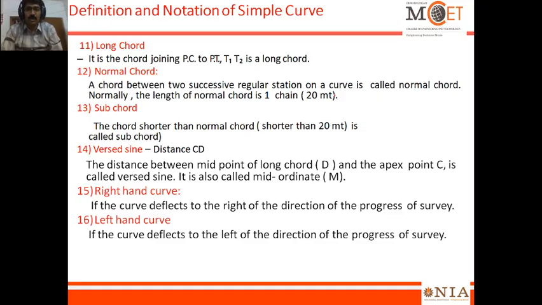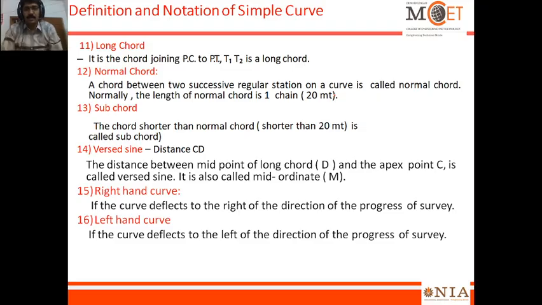Normal chord: a chord between two successive regular stations on a curve is called a normal chord. Normally the length of the normal chord is one chain, which may be 20 meter or 30 meter. Subchord: a chord shorter than the normal chord, lesser than 30 or lesser than 20, is called a subchord.